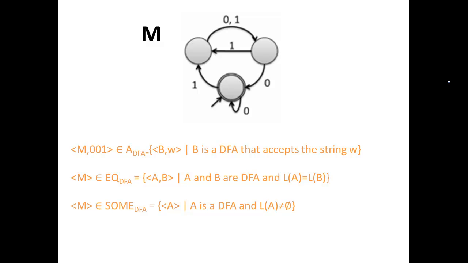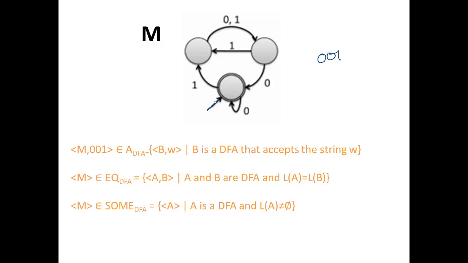ADFA is a language. The language is the set of strings BW, where B is a DFA, and B accepts the string W presented. So how would we decide if M001 is an element of ADFA? We would trace M on 001 and see whether or not it accepts. So if we have our string 001, we're in the start state, which I am assuming is here.